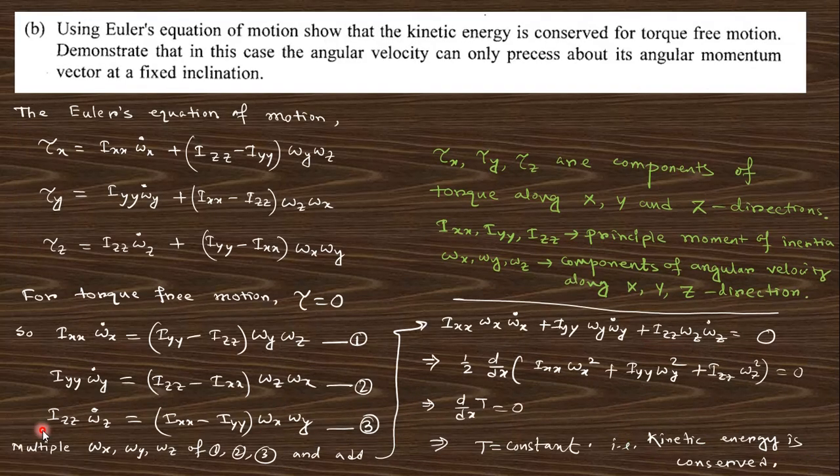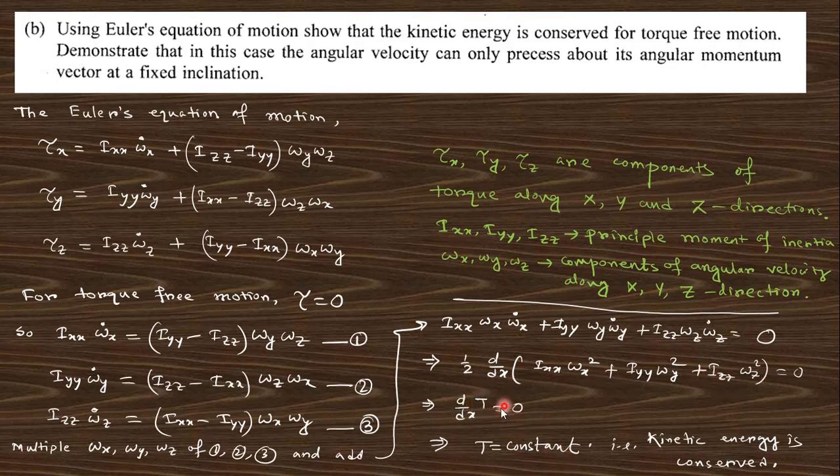Go to the next question. Using Euler equation of motion, show that the kinetic energy is conserved for the torque free motion. These are the Euler equations of motion, and for torque free motion tau equals 0. If we put tau equals 0, this will give you minus this, and if we interchange this you will get three equations. If you multiply the first one by omega x, the second one by omega y, and the third one by omega z, and add them, the right hand side will give you 0, and this is nothing but the kinetic energy.